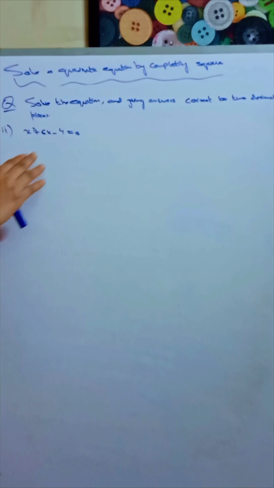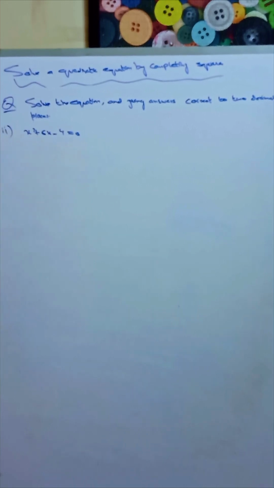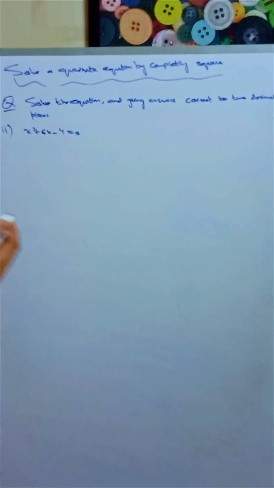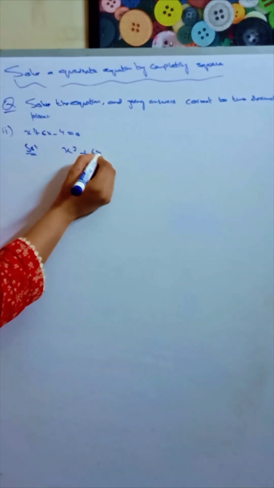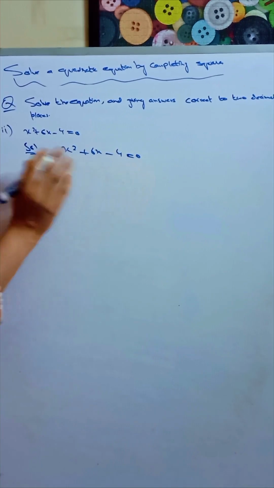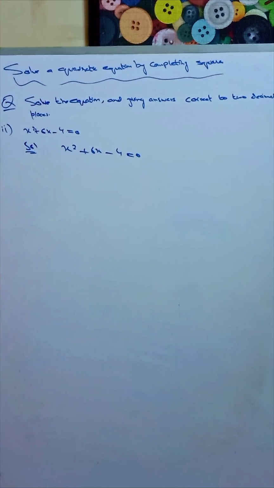x square plus 6x minus 4. Whenever you see such a question, what do we always do as the first step? That is the solution. x square plus 6x minus 4 equal to 0. As you know, I always start with the solution.